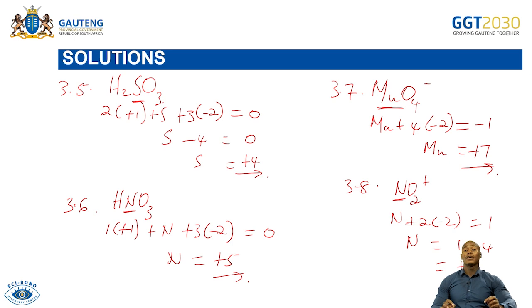But let's not forget, for atoms in pure elements, right, the oxidation number is going to be 0. So I can even include this 3.9 and talk about Br2. Br2, its oxidation number is going to be what?